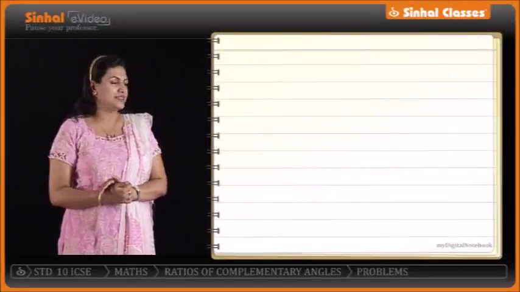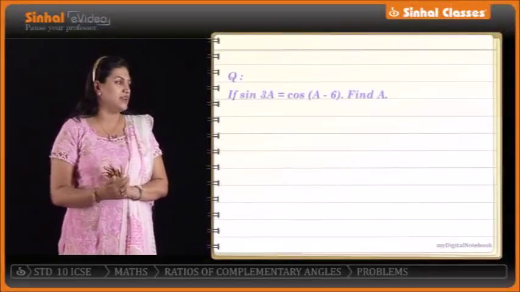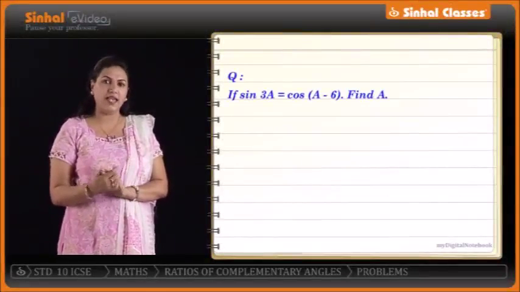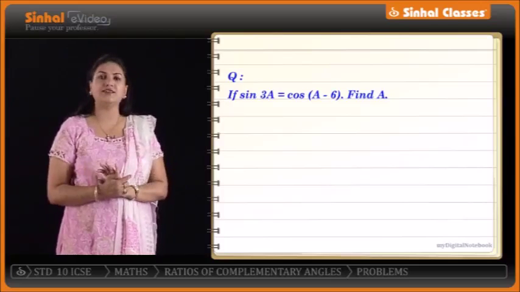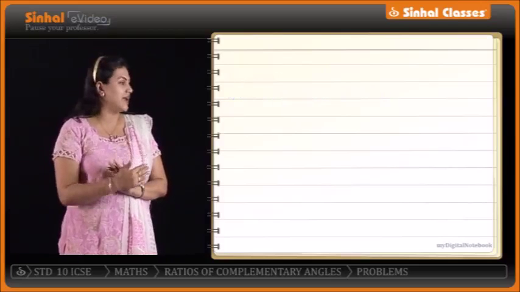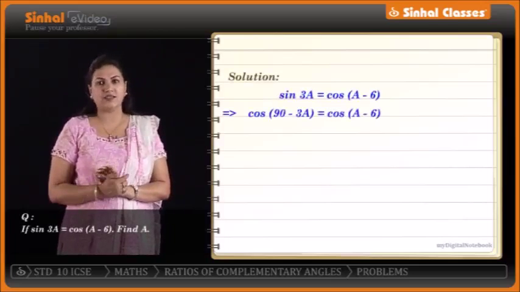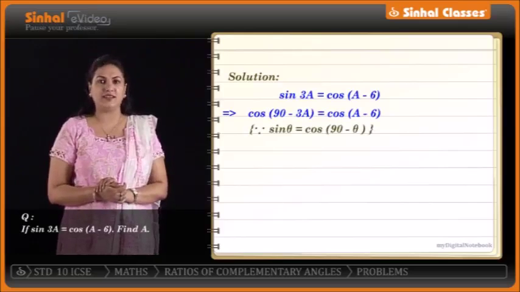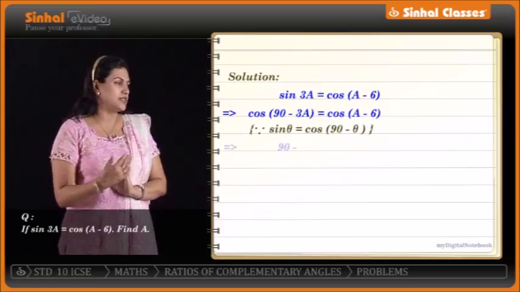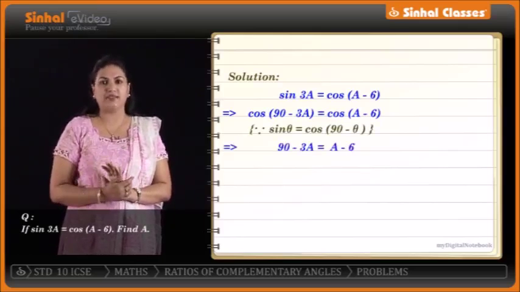Now, we take the next question, which is, if sine 3a is equal to cos a minus 6, find a. This can be done on similar lines. We write sine 3a as cos 90 minus 3a, because sine theta is cos 90 minus theta. We get cos 90 minus 3a is equal to cos a minus 6.